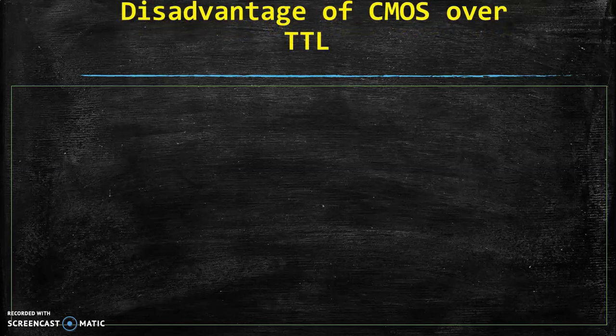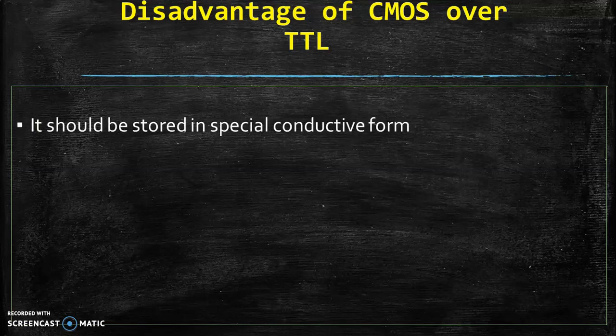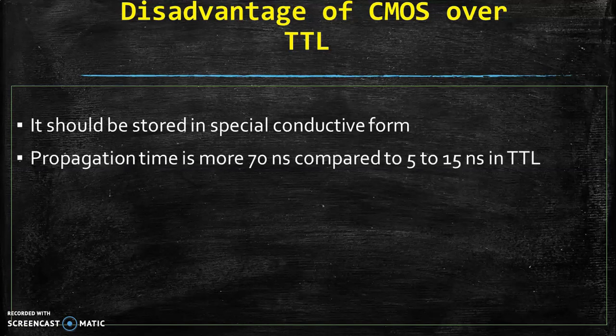It has certain disadvantages also, so we will discuss the disadvantages of CMOS over TTL. It should be stored in a special conductive form. Propagation time is more, 70 nanosecond compared to 5 to 15 nanosecond in TTL. Cost is comparatively high. So these are some of the advantages and disadvantages of CMOS over TTL.